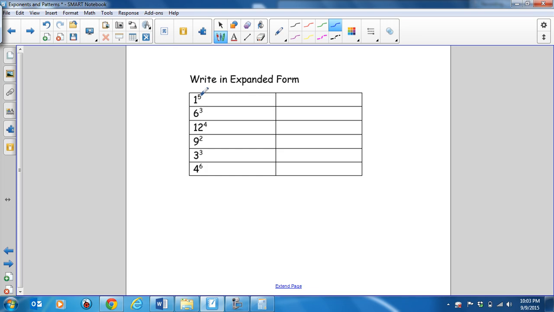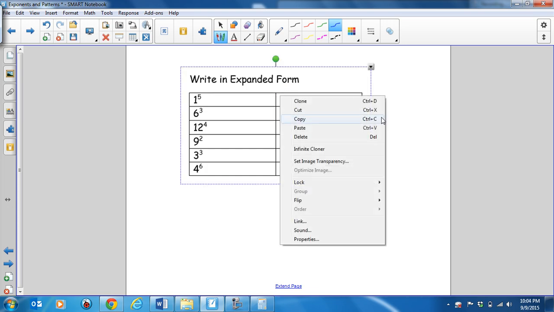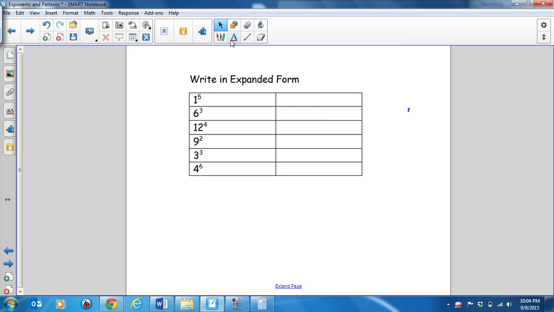So this tells us that we have 5 ones that we are multiplying. So what you should have is 1 times 1 times 1 times 1 times 1. Okay, the next one, this tells us we have 3 6's. So we have 6 times 6 times 6. The next one tells us that we have 4 12's we are multiplying.